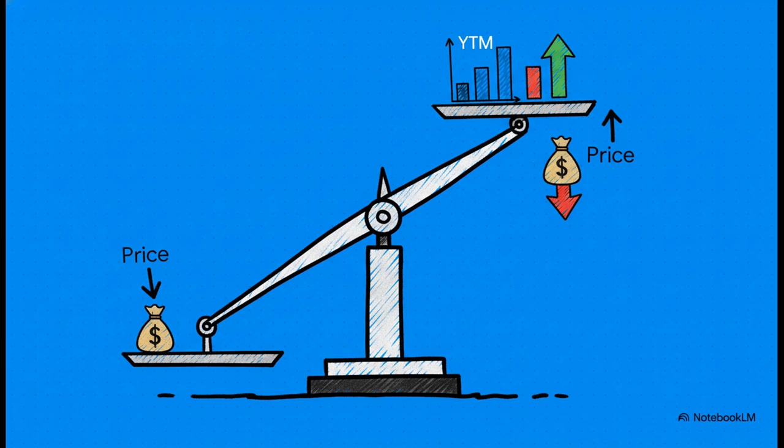So here's the crucial takeaway. If the price you pay for a bond is less than its face value, in other words, you bought it at a discount, your yield to maturity will be higher than its coupon rate. But if you pay more than the face value, you bought it at a premium, your YTM will be lower. This right here is the key to solving that puzzle from the beginning.